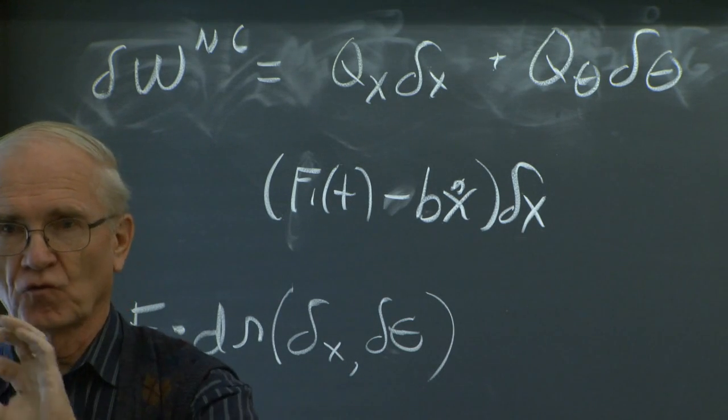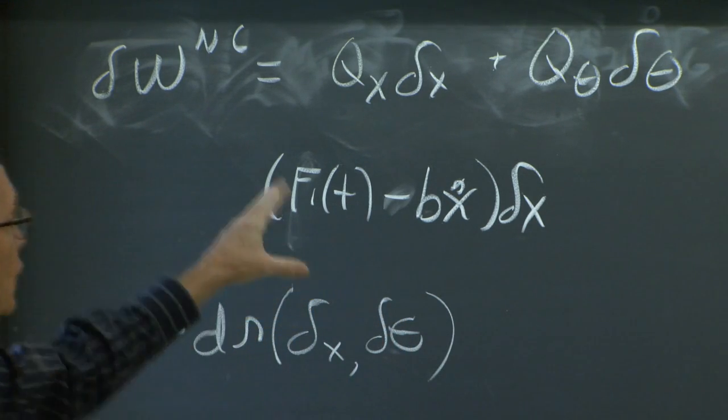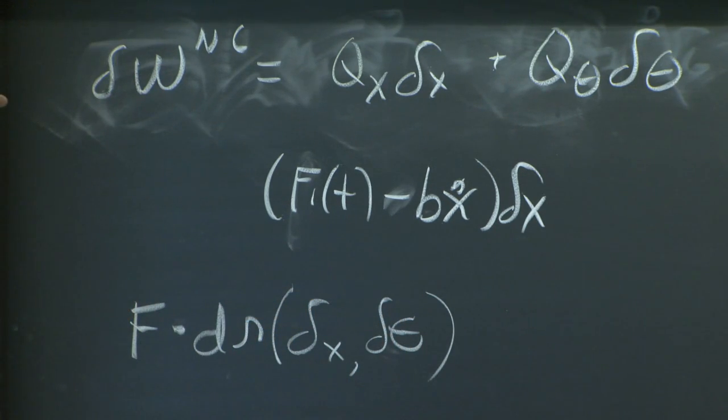Somebody else here. How much virtual work is done by these forces F and minus bx? The only non-conservative external forces in the problem are the dashpot and that F, whatever it is. How much work is done by those forces in a virtual displacement delta theta? Got a hand up back there? Zero. I hear a bid for zero. What do other people think?